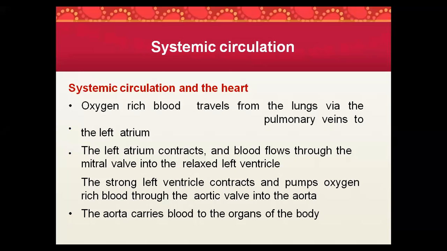Now the systemic circulation. The oxygen-rich blood travels from the lungs via your pulmonary veins to the left atrium. The left atrium contracts, and the blood flows through the mitral valve to the left ventricle. Once the blood reaches the left ventricle, it will contract and pump the oxygen-rich blood through the aortic valve, and from the aortic valve it will go to the aorta. From the aorta, it carries blood to the organs of the body.